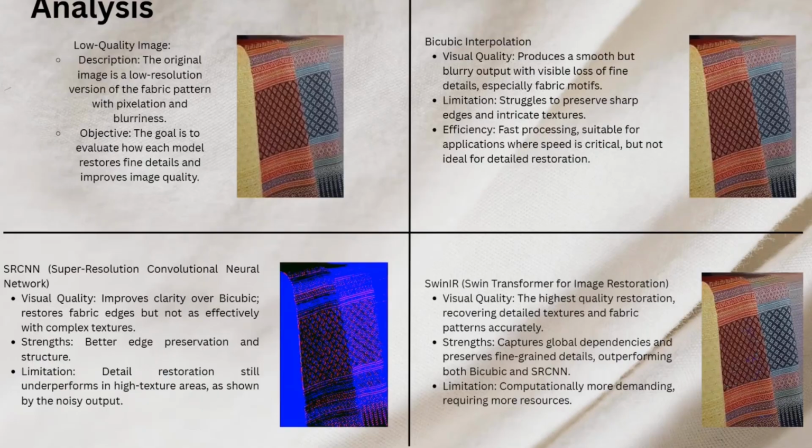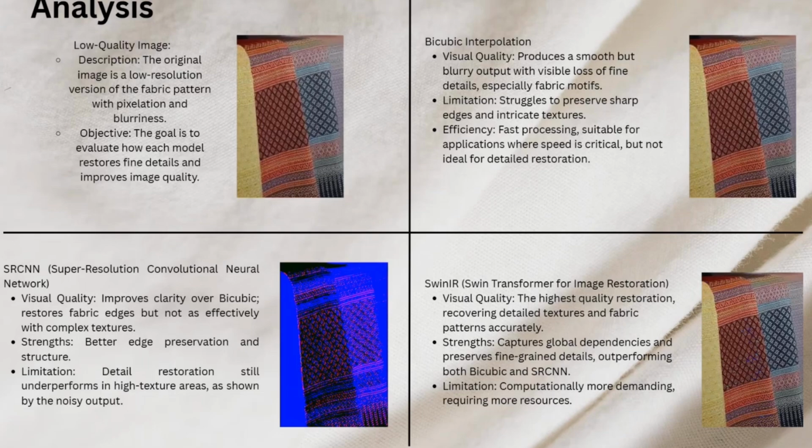So our analysis is that the bicubic model visually produces a smoother image. It blurs the output and has a visible loss of detail, but it's still okay. The SRCNN, the super resolution convolutional neural network, has clarity in the fabric edges, but it's not effective with complex structure. The restructuring of the image is incomplete, and it has limitations.